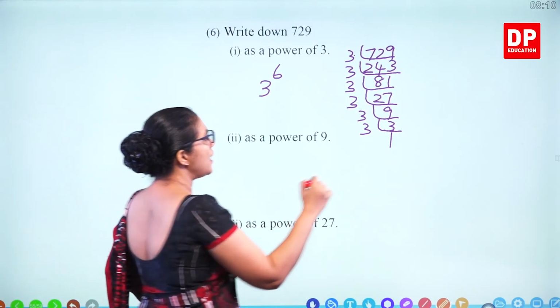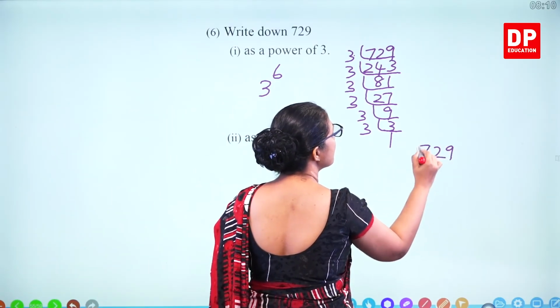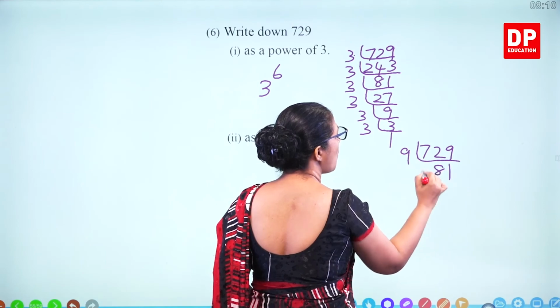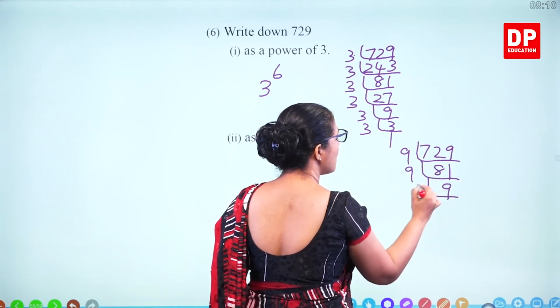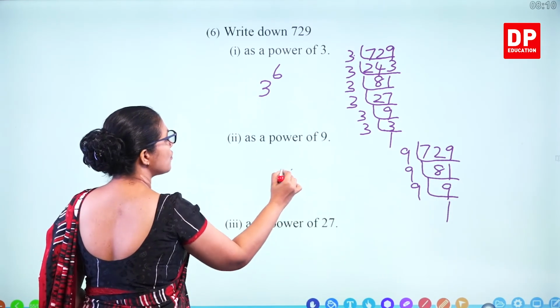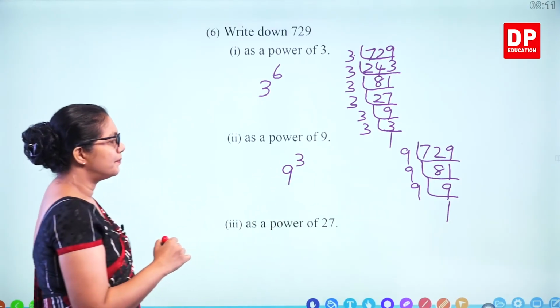As a power of 9 means you have to divide by 9. 9 times 8, 1. 9 times 9, 81. So 9 to the power of 3.